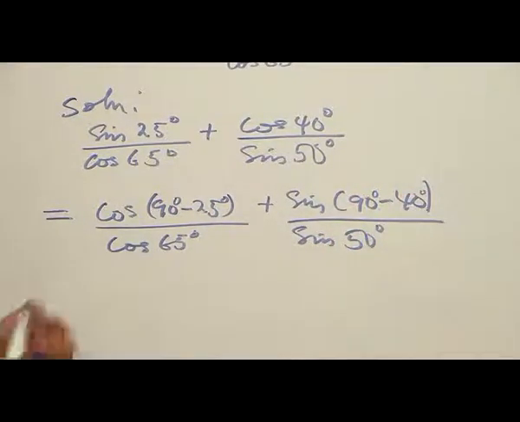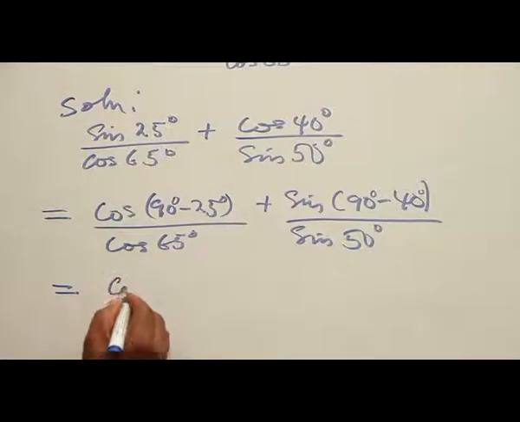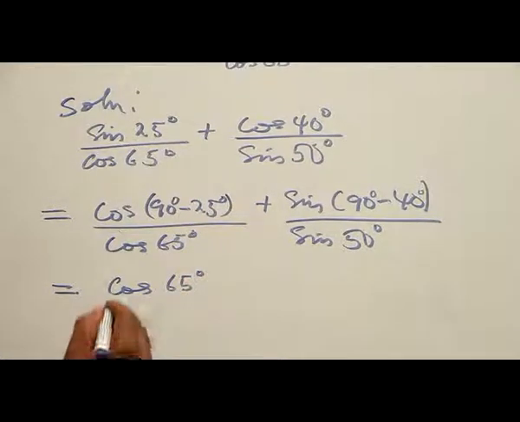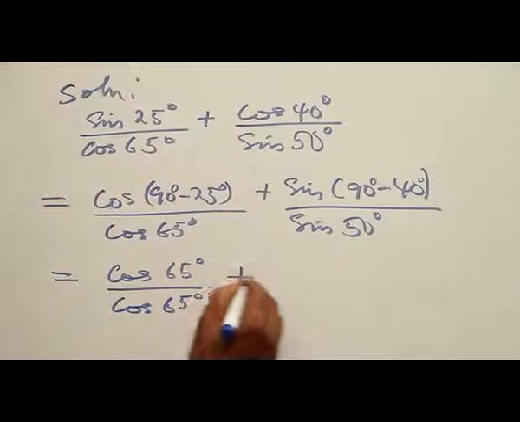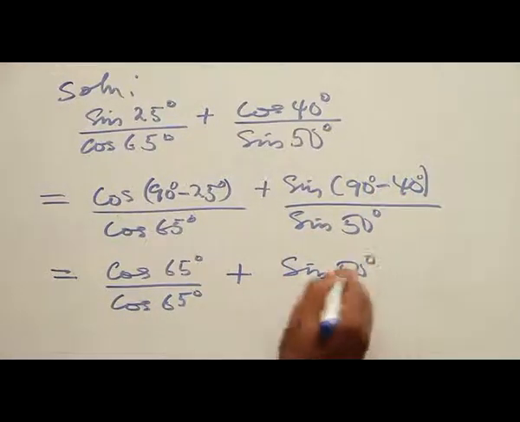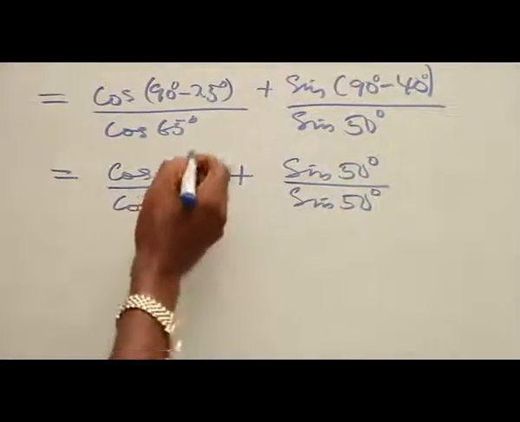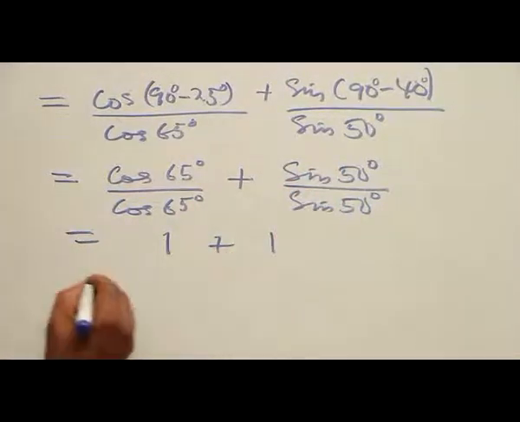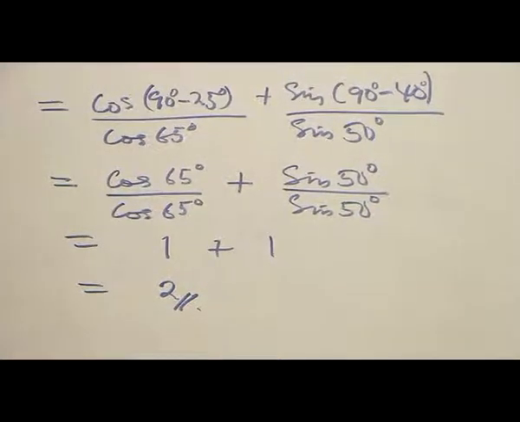Okay, so what happens if you subtract 25 from 90? You have cos 65 degrees all over cos 65 degrees. If you subtract this, you have sin 50 degrees all over sin 50 degrees. Of course, this will divide this to give you 1. This will divide this to give you 1. Adding that together, you have 2 as the solution.